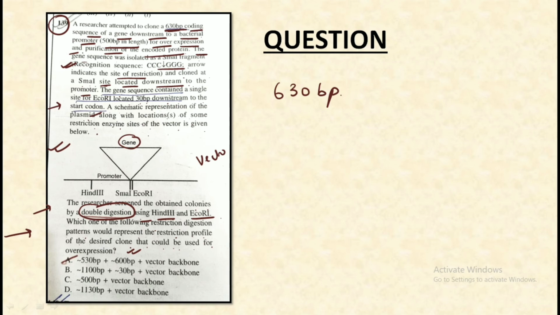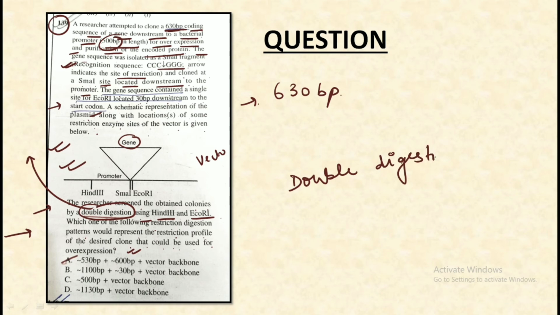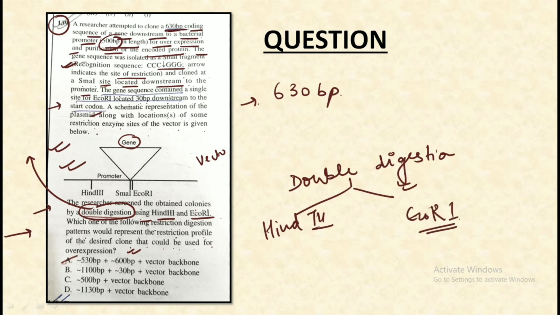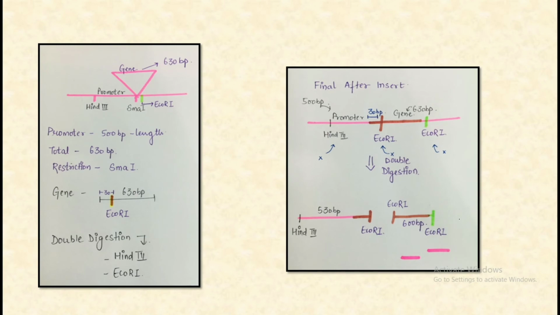First of all, we need to remember the size of the coding sequence and the size of the promoter. Then we need to understand this sequence, and we also need to keep in mind that a double digestion occurs. As we now know, double digestion is when digestion occurs with the help of two restriction enzymes, and in this case HindIII and EcoRI are used as the restriction enzymes. So this is the complete decoding of the question.